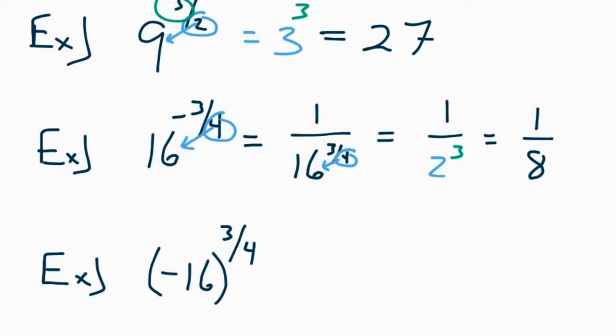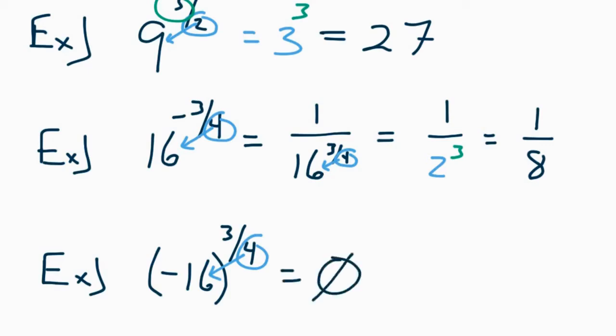Now with this last problem, we don't have a negative exponent, so don't try to flip something just because we have a negative number. Instead, you want to try to find the fourth root of negative 16. Now, the fourth root of negative 16 does not exist. Since that's an even root, I'm unable to get 4 numbers that multiply to be negative 16.